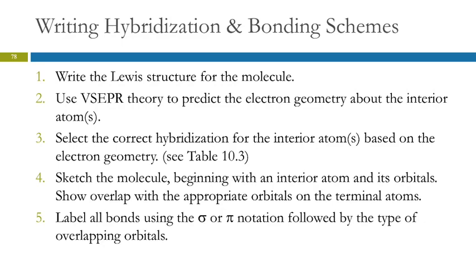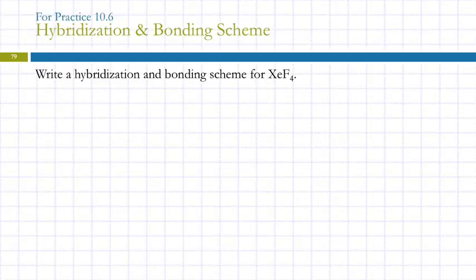Write a hybridization and bonding scheme for XeF4. What do we have to do first? Lewis structure. Got to do the Lewis structure. Okay, so I feel like blue. Put Xe in the middle, and it's got 4 fluorines. So we'll bond those.